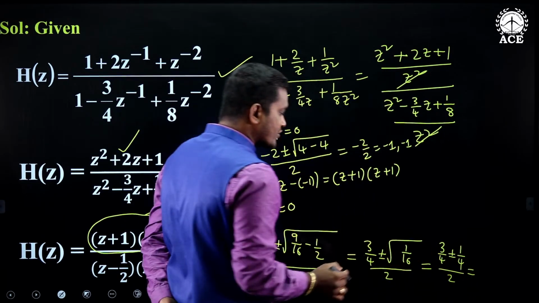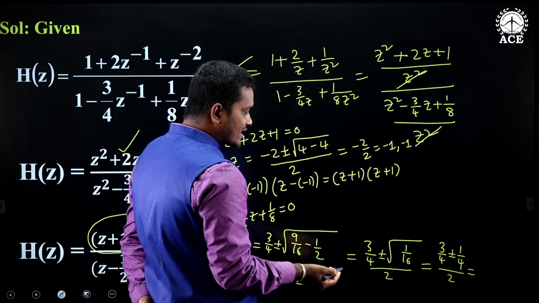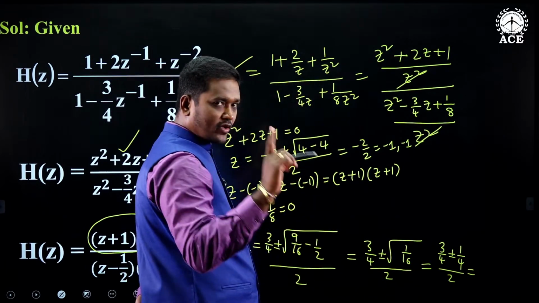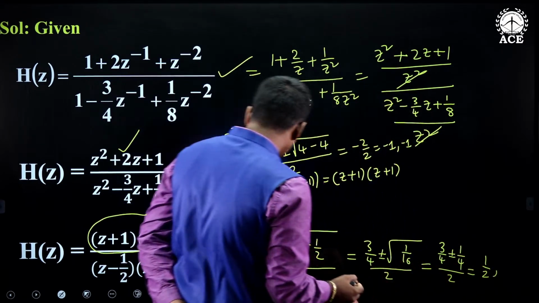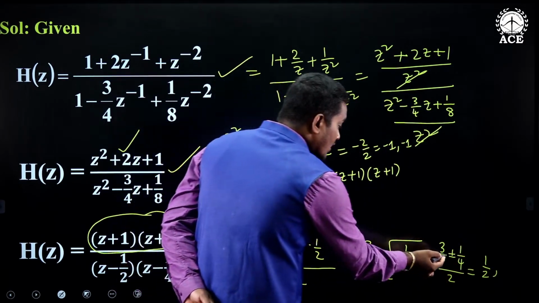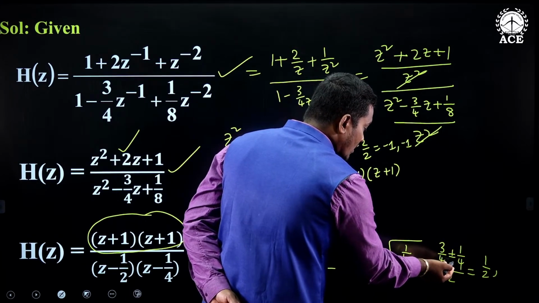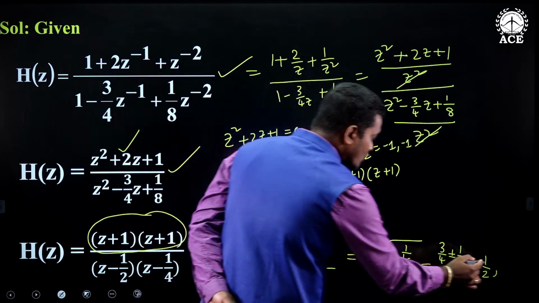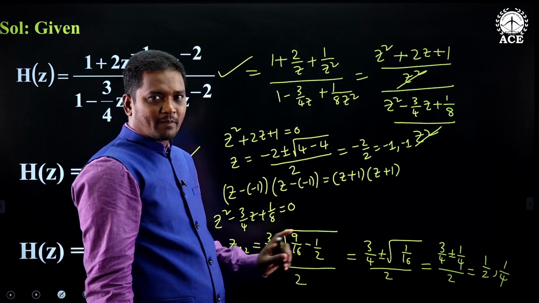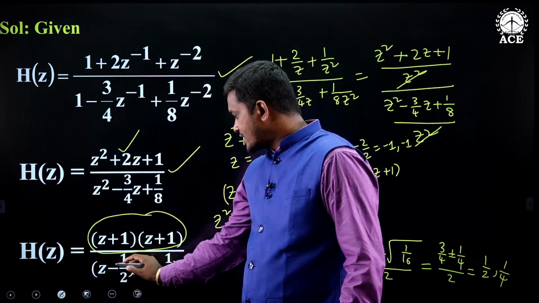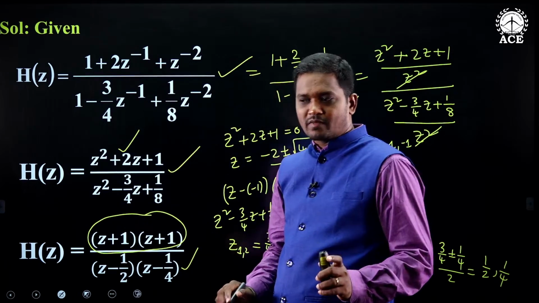This is equal to, first you consider the plus sign. If you consider the plus sign, 3 by 4 plus 1 by 4 is how much? 1. So you will get the first root as 1 by 2, comma. Next, 3 by 4 minus 1 by 4, how much will you get? 1 by 2. 1 by 2 by 2 means 1 by 4. Understood? Yes. So what are the roots of this? 1 by 2 and 1 by 4. That's why z minus 1 by 2 into z minus 1 by 4.